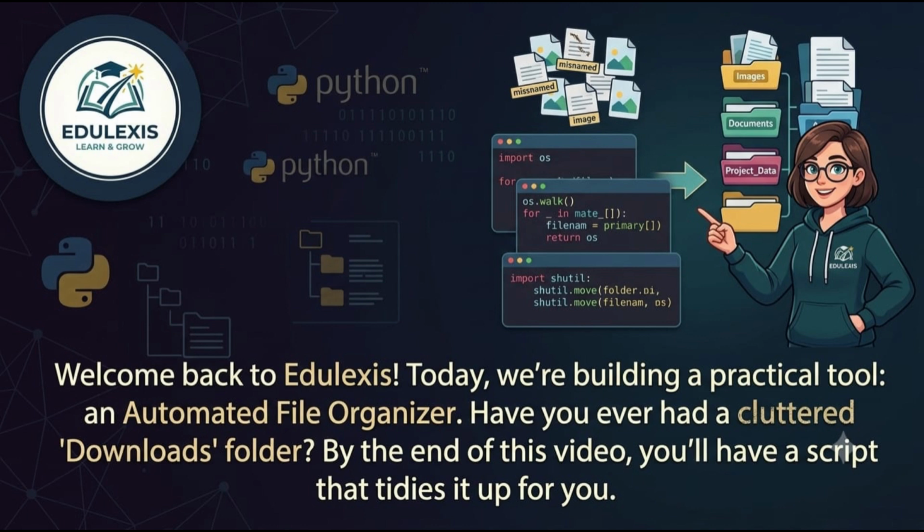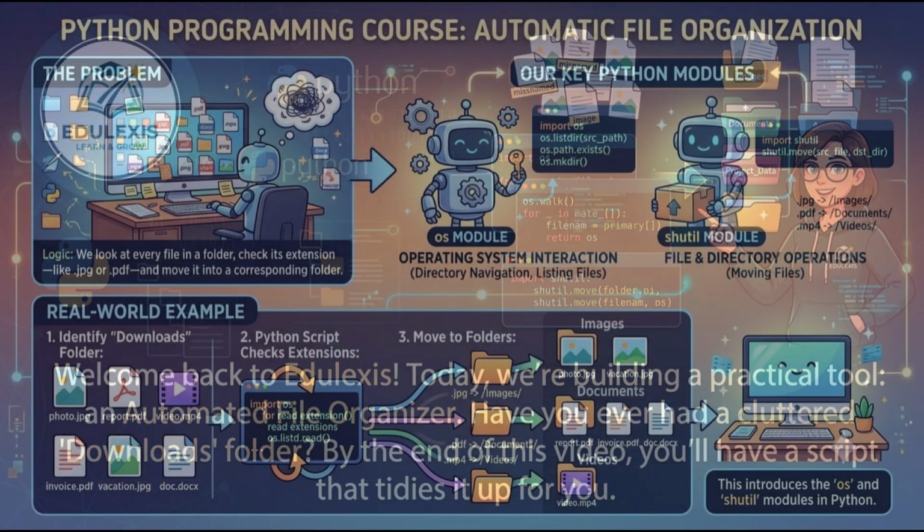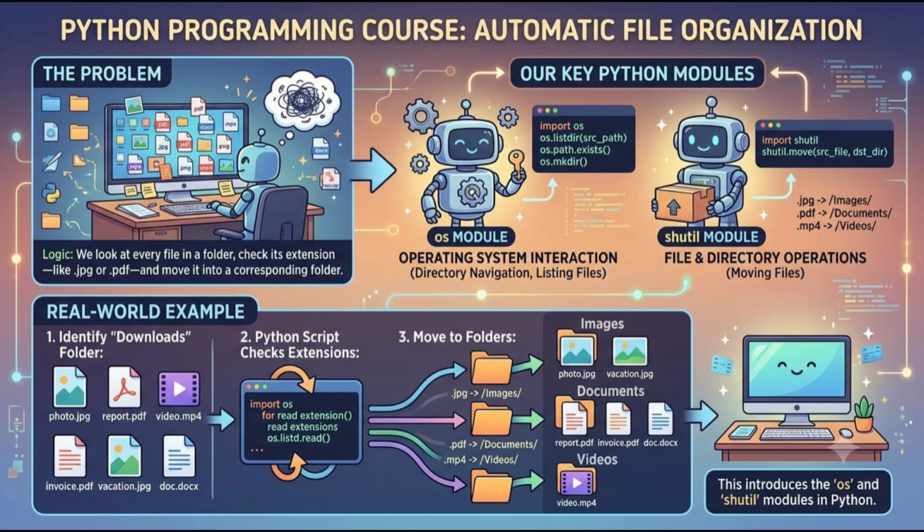Have you ever had a cluttered downloads folder? By the end of this video, you'll have a script that tidies it up for you. The logic is simple. We look at every file in a folder, check its extension like .jpg or .pdf, and move it into a corresponding folder. This introduces the os and shutil modules in Python.